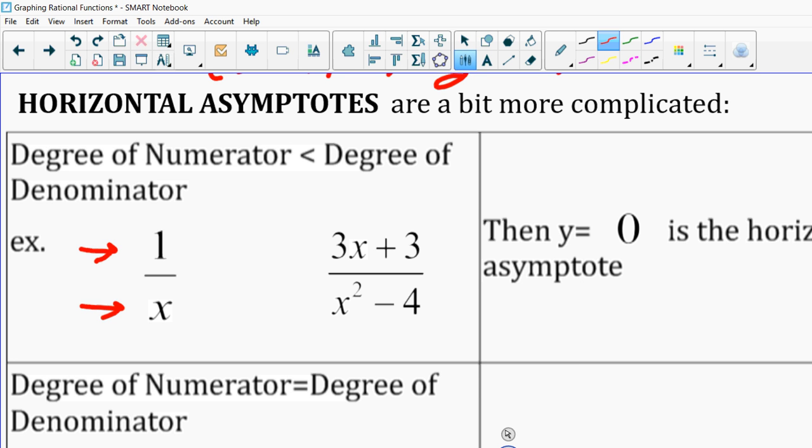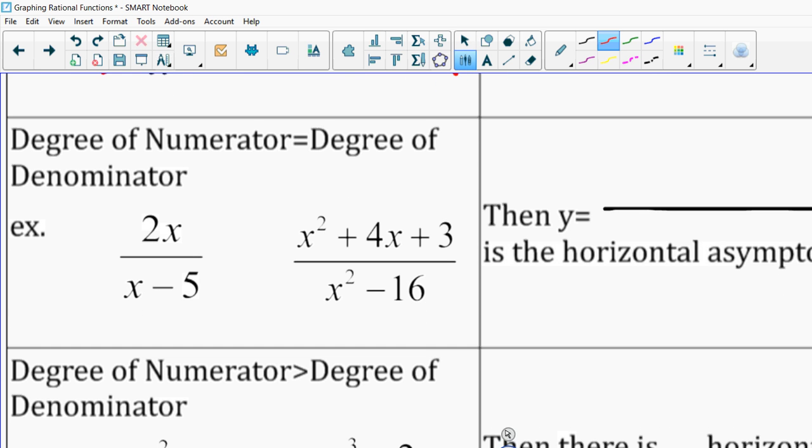Write that down. Look right here. What's the degree? 1. What's the degree? 2. When the degree of the top is smaller than the degree of the bottom, y equals 0 is your horizontal asymptote. You're just going to have to memorize it right now.